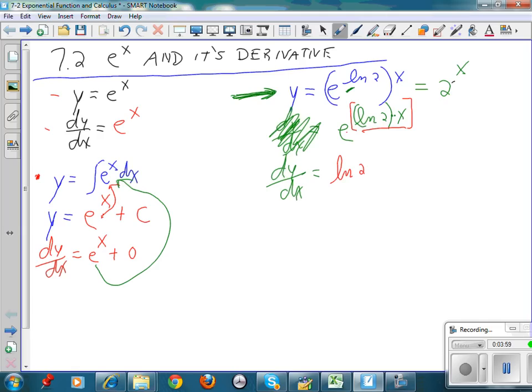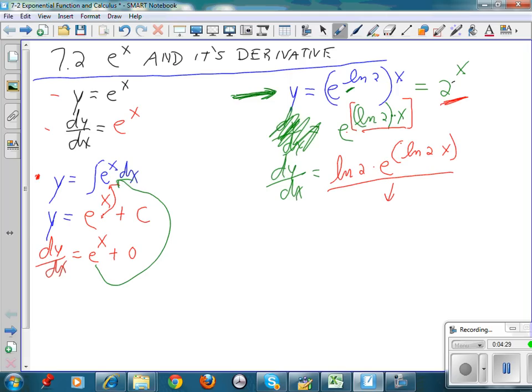What's the derivative of the outside function? Well, we know that the derivative of e to the x is just e to the x, so e to the natural log of 2 times x. So that's it. This is the derivative of that function, 2 to the x. If you give me an exponent of any base, I can also take that derivative.